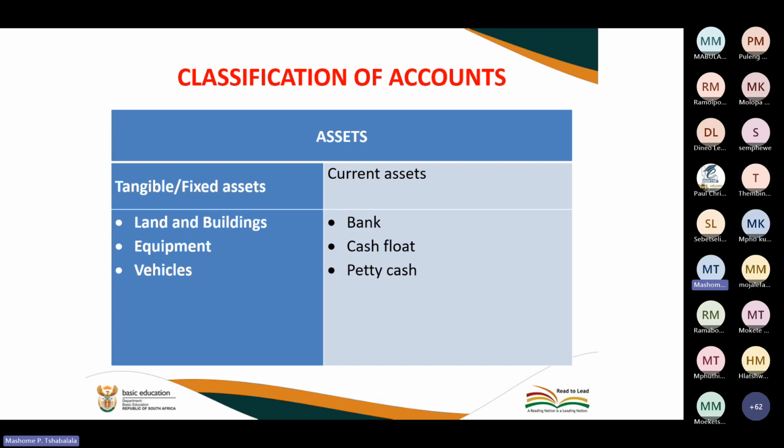Now, moving to the next slide, we are looking at the classification of accounts. Reading the transaction, you need to identify accounts that are affected by the transaction. Now, under assets, we have the tangible assets and the current assets. Under tangible assets, we are talking about land and building, equipment, vehicle. Those are the tangible assets, the fixed assets. We are referring to the assets that last for a long period of time in the business. Now, we have current assets, which are bank, cash float, and petty cash. Remember, these are the short-term assets.